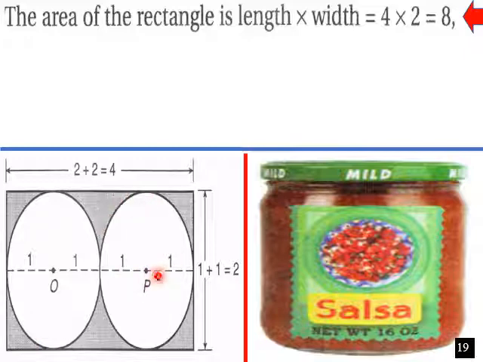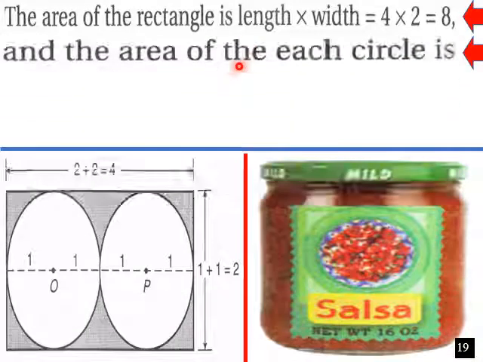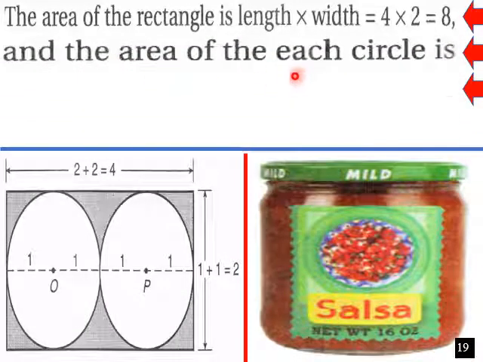Now in this situation, we have a radius of 1 and 1, and then 1 and 1. So this would be 1, 2. That's why the width here is 2, so keep that in mind. And the area of each circle is pi r squared. I guess they're calling this the length here.